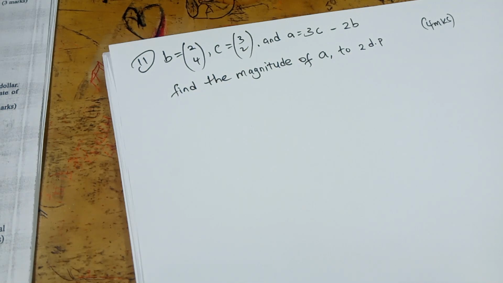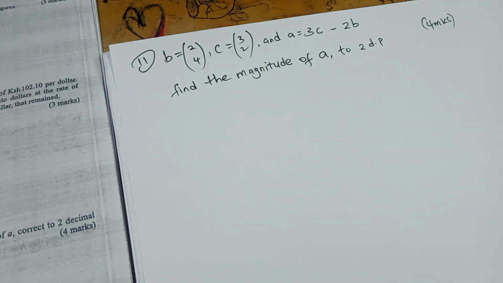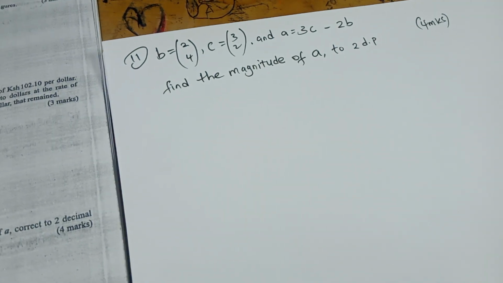We will proceed to number 11. Number 11 says, given that B is equal to the column vector 2, 4, C is equal to 3, 2, and A is equal to 3C minus 2B. Find the magnitude of A, correct to 2 decimal places.